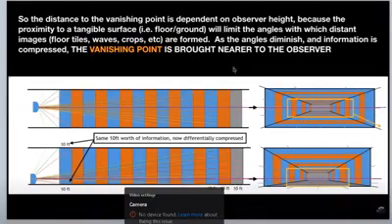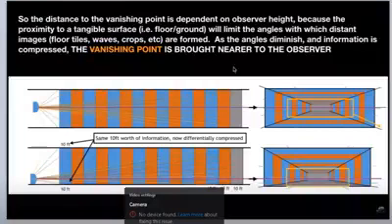So let me see if I had anything else here. As the angles diminish, the information is compressed, and the vanishing point is brought nearer to the observer. We're going to see that here in a minute.